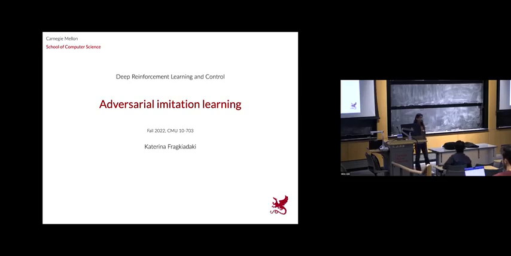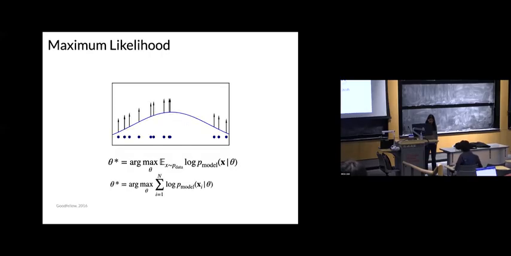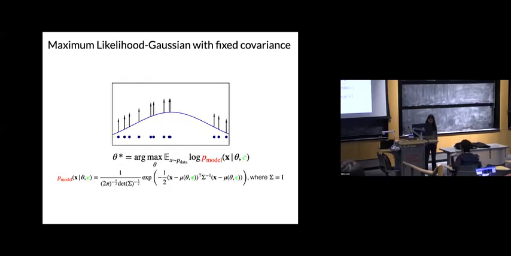The first PDF is about adversarial imitation learning, continuing what we started yesterday. And the second is about imitation learning for vision-based robotic manipulation. Okay? All right. Let's start immediately from where we left on Monday.